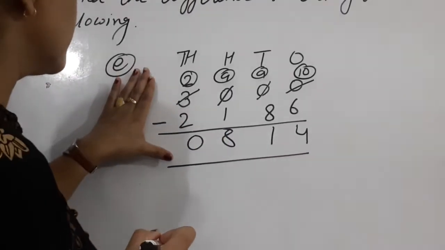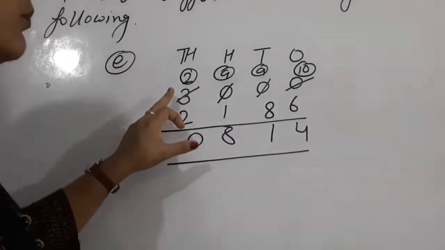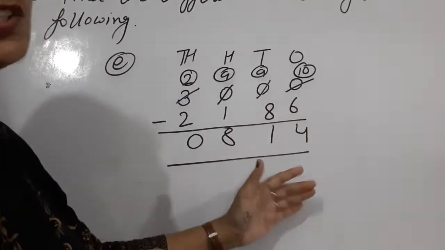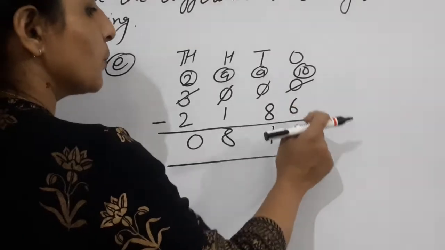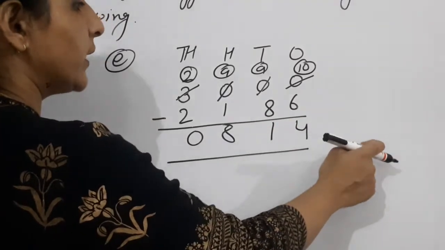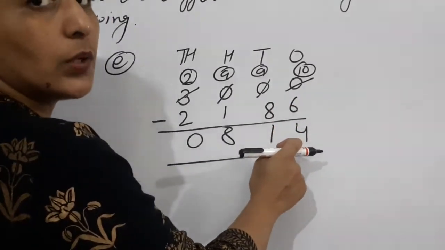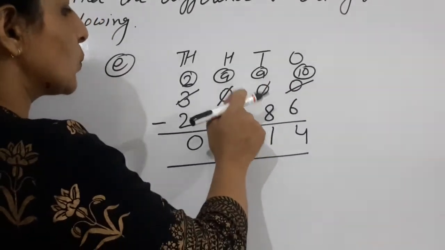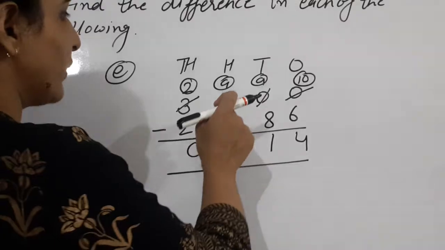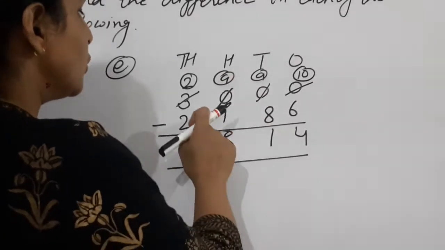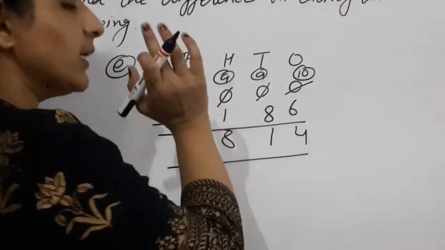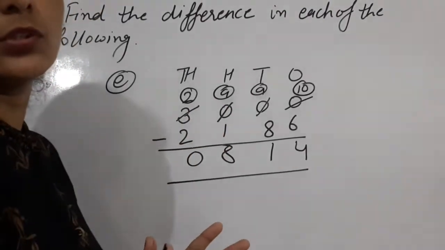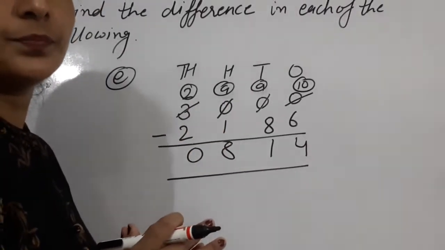Clear, student? This is part number E, 3000 minus 2186. We can check our answer also. 6 plus 4 equals 10, 1 carry. 8 plus 1 equals 9, 1 of carry again 10, 1 carry. 8 plus 1 equals 9, and 1 of carry it's 10, 1 carry. 2 and 1 of carry, that is 3. It means the solution is correct. This is all about your question number 1.